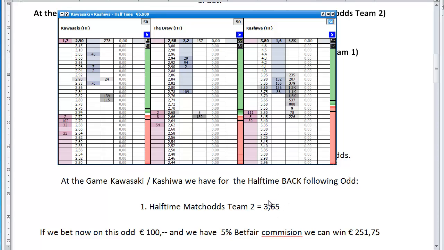It was written before I made the video. So at the moment we can take 3.5 immediately, or we can ask for a price of around 3.7. So you can see that Kashiwa will win the first halftime. We can normally get an odd of 3.7 that Kashiwa will win the first halftime.